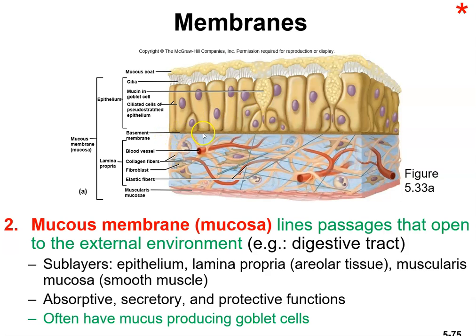This is the basement membrane of the epithelial tissue. The basement membrane connects the epithelial tissue with connective tissue. So there is a connective tissue layer underneath this epithelial tissue. In addition, there is also a muscular layer of tissue. This is how the GI tract, for example the intestine, is made. This whole structure is called a mucous membrane, which lines passages that open to the external environment.